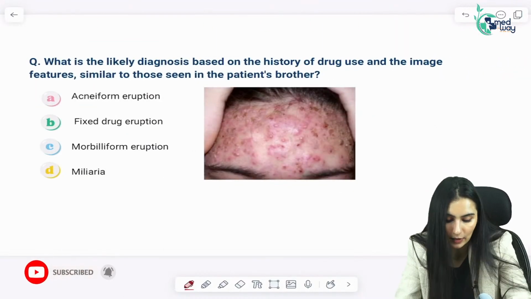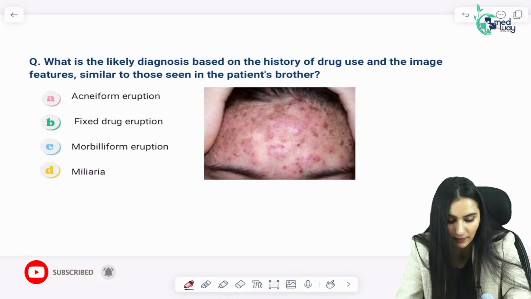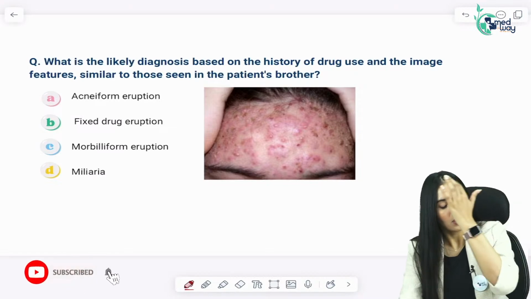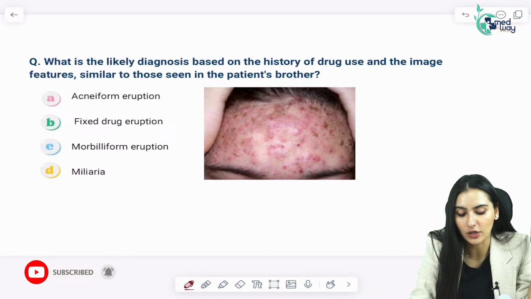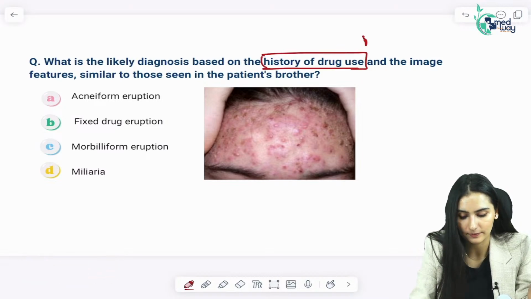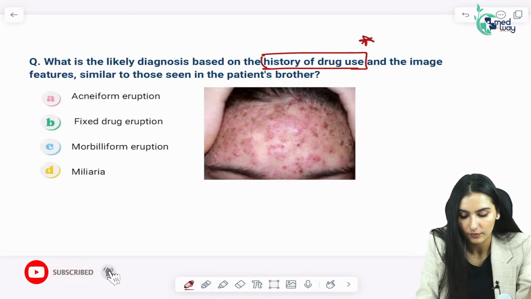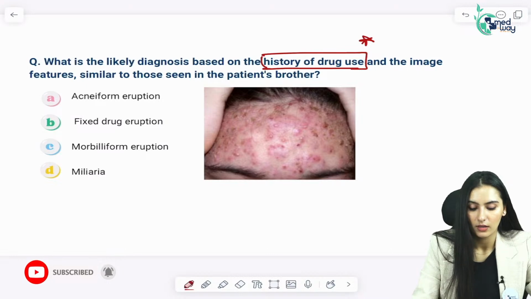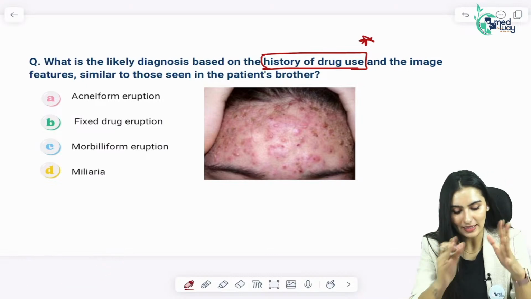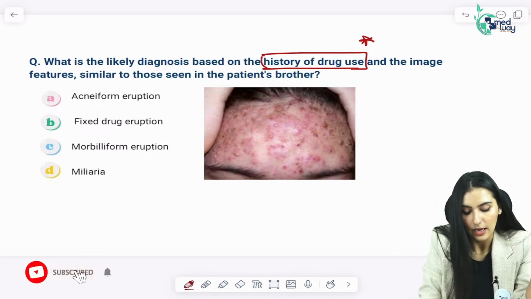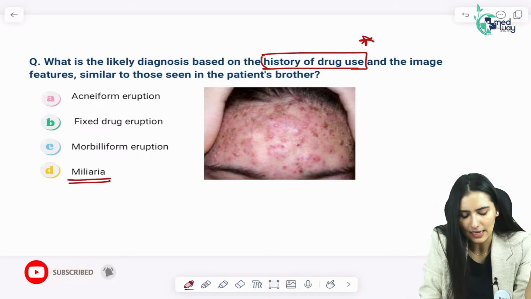Alright, what is the likely diagnosis based on the history of drug use and the image features similar to those seen in the patient's brother? So, you need to see that there is a history of drug use over here. History of drug use, which is important. And you have an image. Alright. Now when they say there's a history of drug use, try to rule out options. History of drug use, malaria has nothing to do with it.